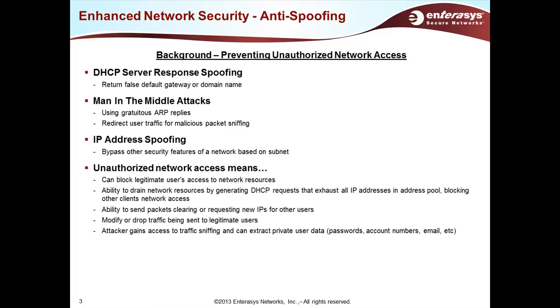Unauthorized servers on a network are able to misconfigure clients so that their traffic goes through the wrong gateway, allowing an attacker access to that traffic, or so that the client has no access to network resources. Unauthorized clients can drain network resources by generating DHCP requests exhausting all of the IP addresses in a server's address pool, blocking other clients from accessing the network.